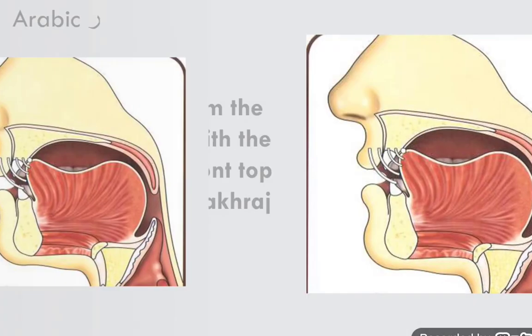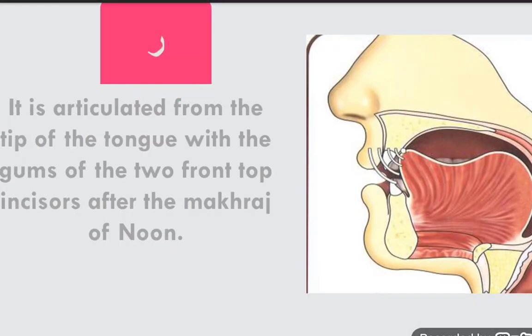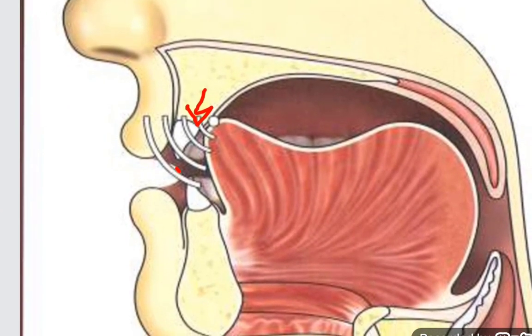So what is the articulation point of Ra? It is articulated from the tip of the tongue with the gums of the two front top incisors, after the makhraj of Noon. As you remember, we agreed that we have Noon's articulation point, and the Ra articulation point is under it a little bit, beneath it. It is closer to the teeth as you see here. So the first part is Lam, then Noon, then Ra. So this one is Ra, and we need to know that.